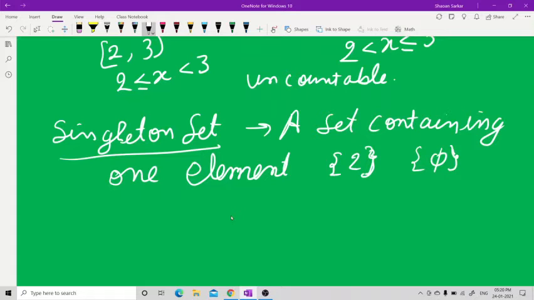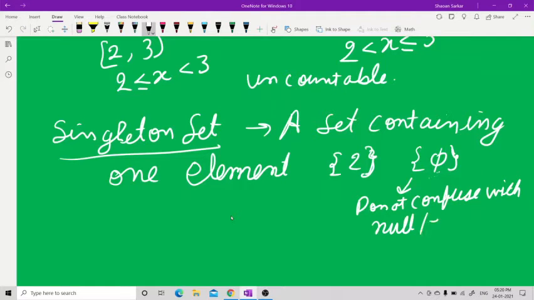Now phi, this is not denoting an empty set. This is some Greek alphabet phi which is inside this. Do not confuse with null set, the empty set. Do not confuse. This is for all the students who didn't have maths in 11th and 12th and are studying BCA and GGSIPU.